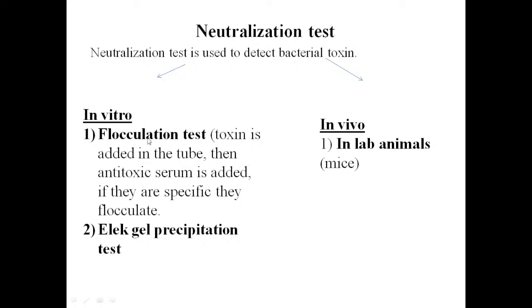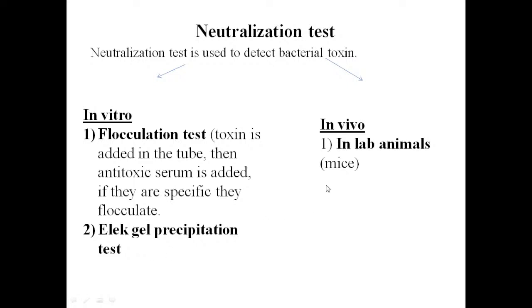It includes the flocculation test. Flocculation test resembles the ring precipitation test. When toxin is added in the tube, then antitoxic serum is added. If they are specific, they flocculate and form visible cloudy floccules, like clouds. And another variant of neutralization test in vitro is the Elek gel precipitation test. I will explain what it is.